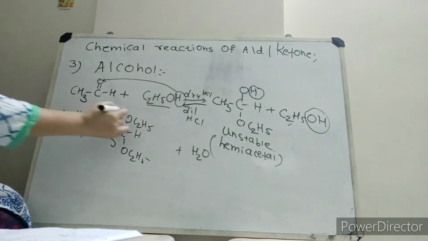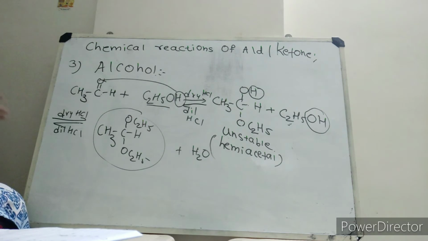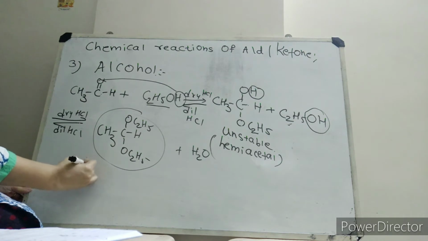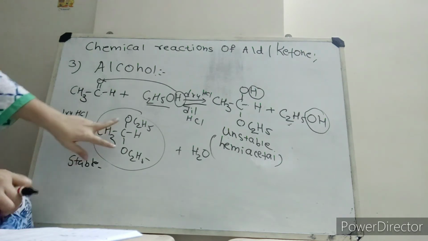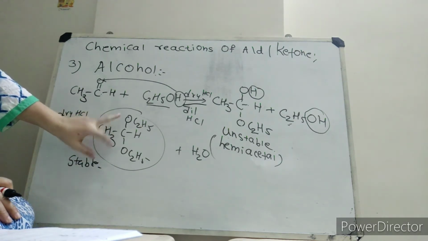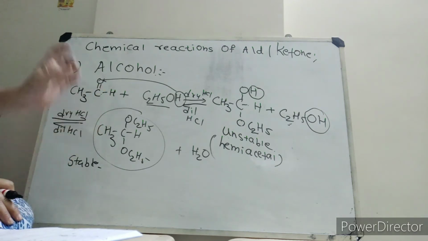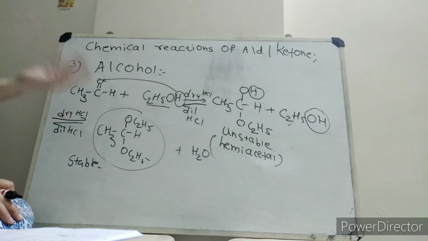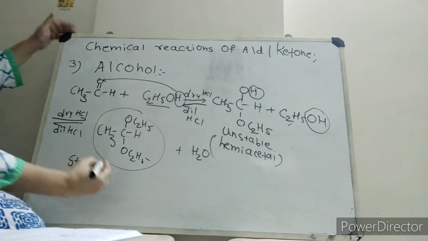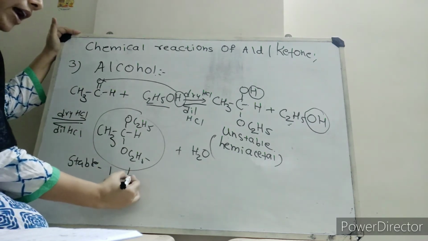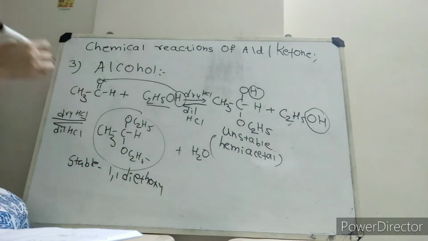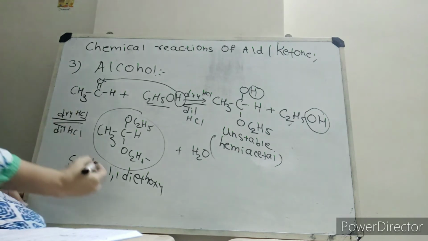So the compound is known as what? It is stable, and it is the acetal form. It is stable, and both alkoxy groups are attached to the same carbon, so it is known as a geminal alkoxy group. So the name of this compound is 1,1-diethoxy, 1,1-diethoxy ethane.